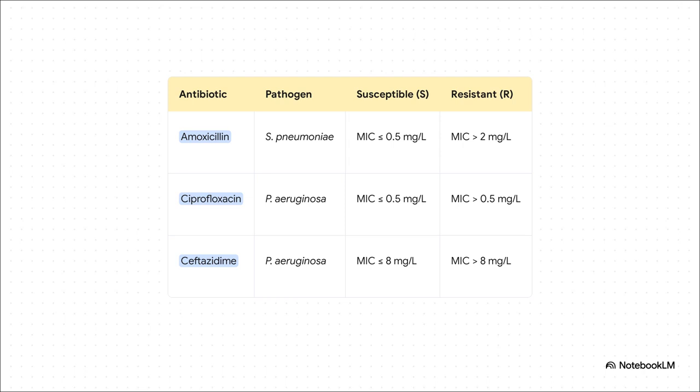We take that MIC value and compare it to official breakpoints. So for Pseudomonas, for example, if the ciprofloxacin MIC is above 0.5, that bug is considered resistant, and the drug is just not going to work. This data is the absolute foundation of smart, targeted therapy.